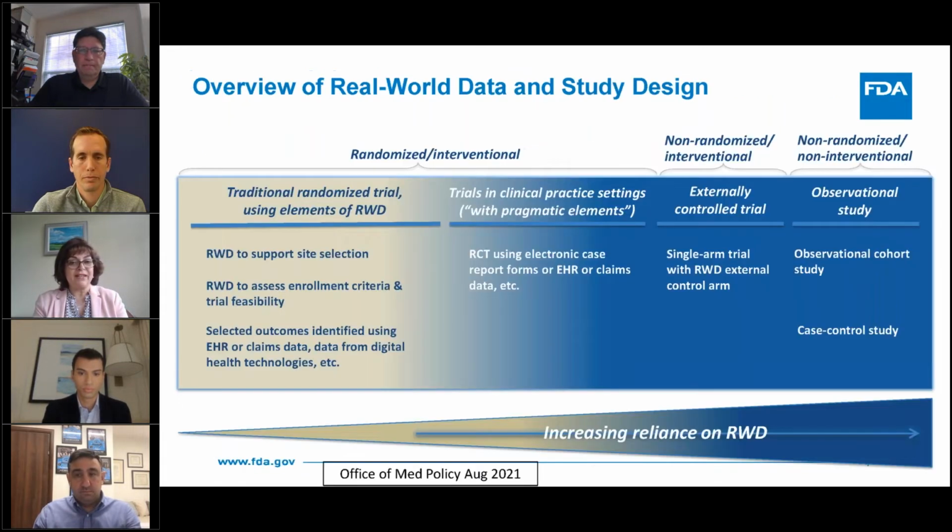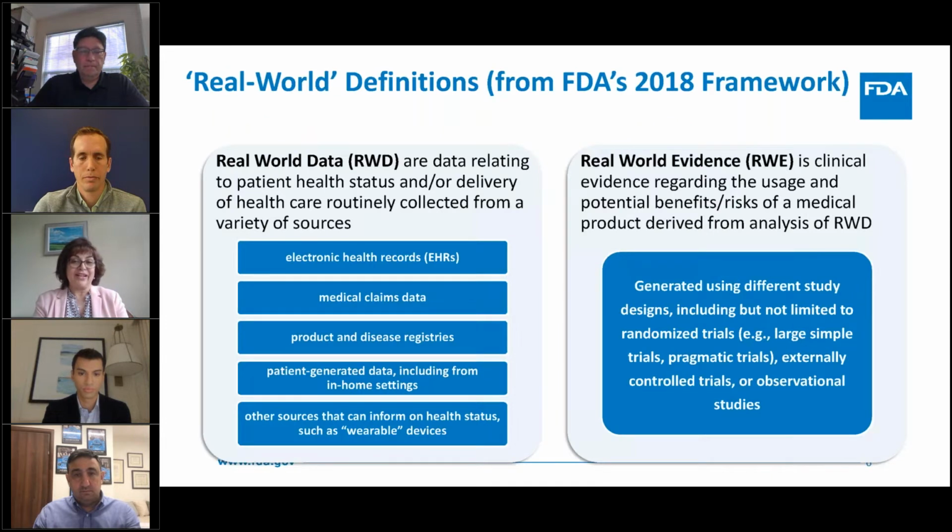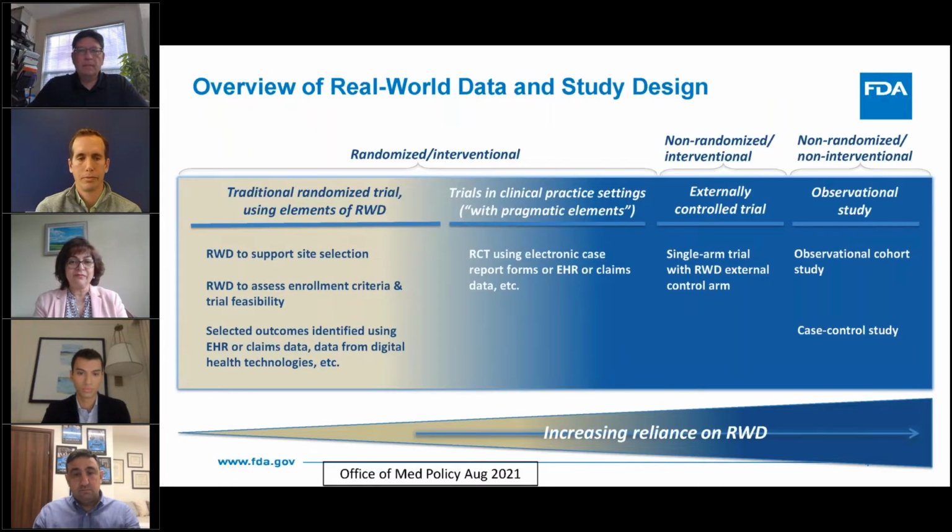And real-world evidence is the evidence that is generated from these sources of real-world data. And that will help us with the usage and potential benefits or risk of the products. Next slide, please. So here you see an overview of real-world data in study design.